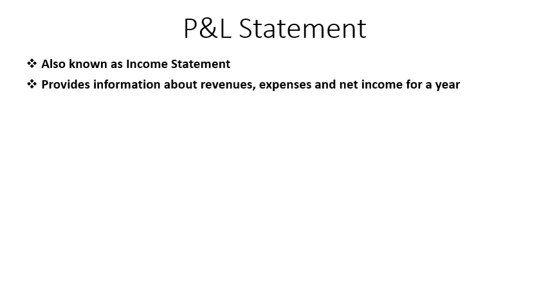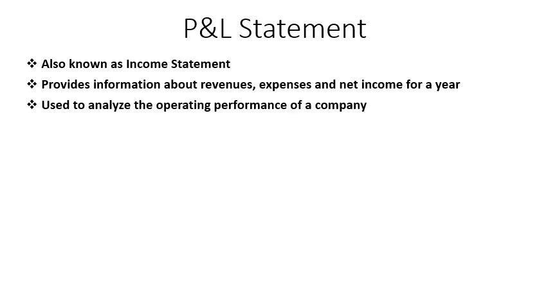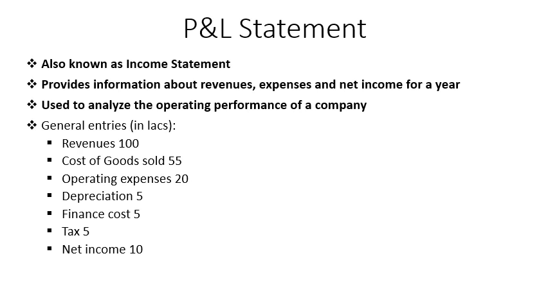This statement provides information about the revenues, expenses and net income for a year taking into account the depreciation cost, finance cost and taxes incurred. It is used to analyze the operating performance of a company and give an idea of the profitability of a company. Now let's take an example of a draft income statement where we will see some of the general entries.